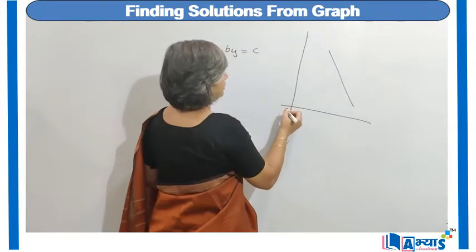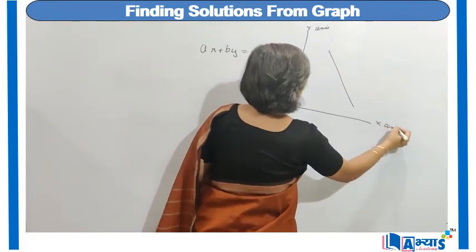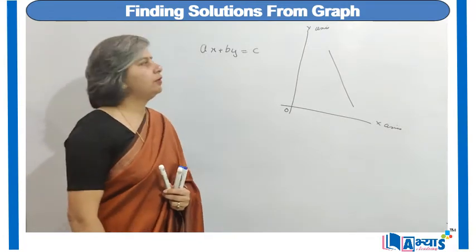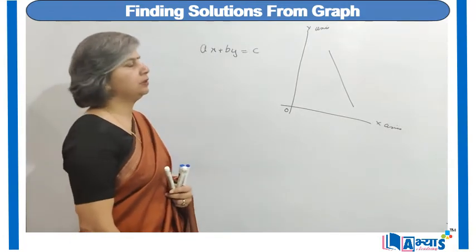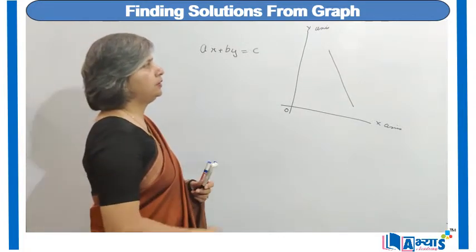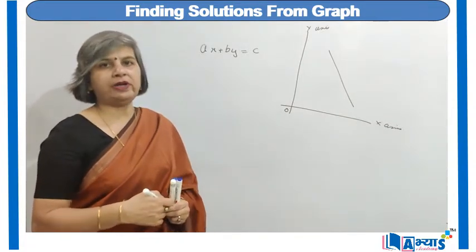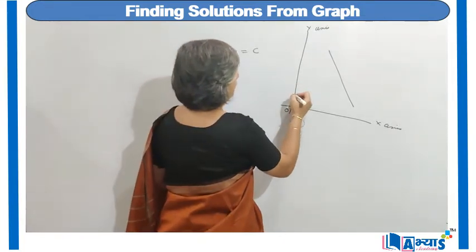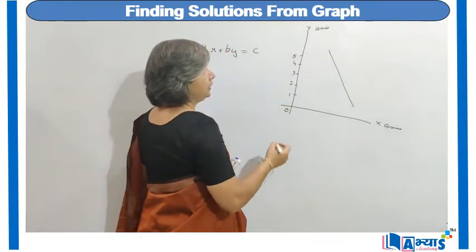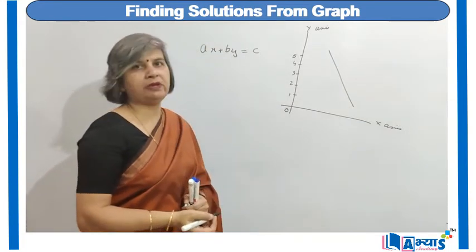Suppose this is the graph, this is the y-axis, and this is the x-axis. And if we want to find the solution of this equation from the graph, we should know that all the points on the line are representing the solution for the equation, because all the points that lie on the line are basically the solutions of the equation. And if we want to find a particular solution, let us suppose we have values 1, 2, 3, 4, 5, and suppose we are trying to find the value of the solution when y is 4.